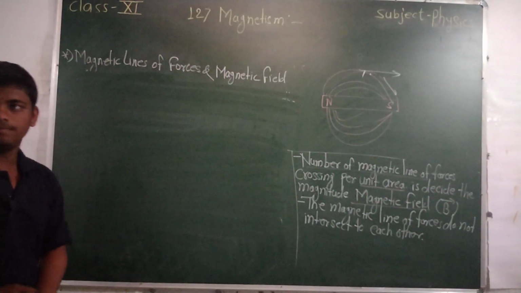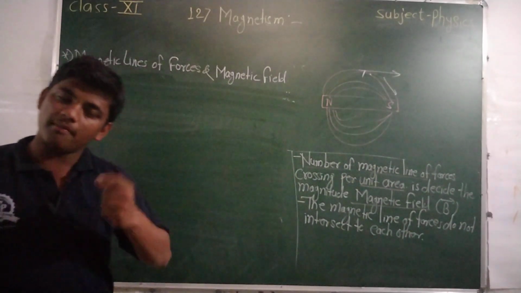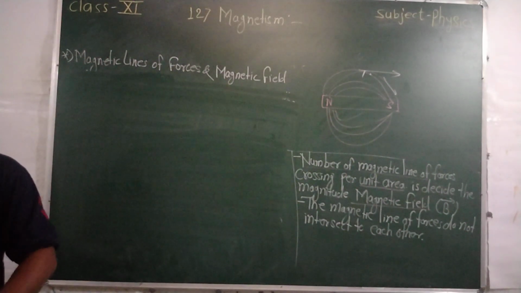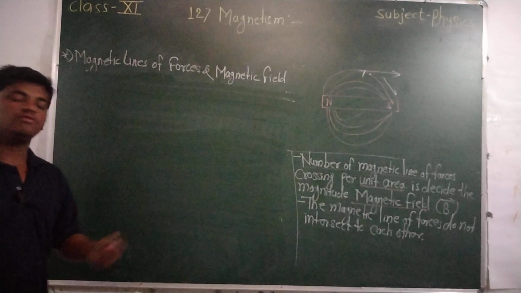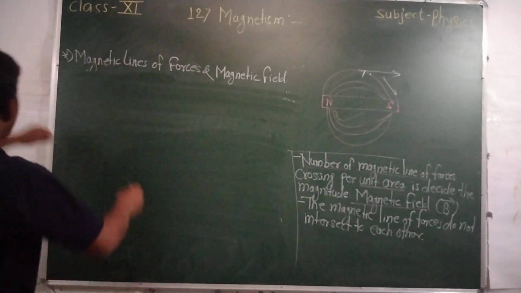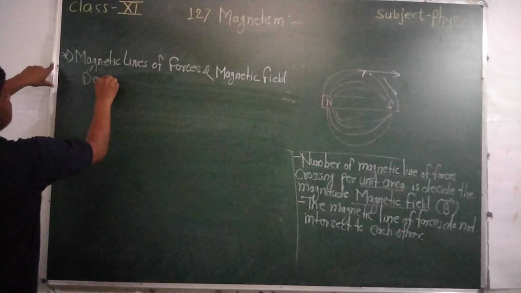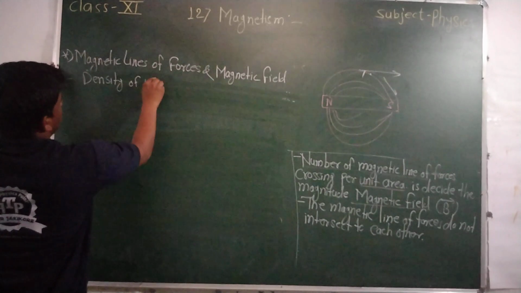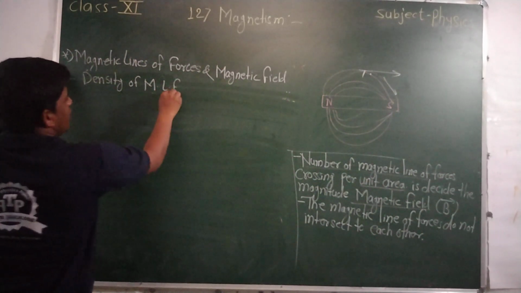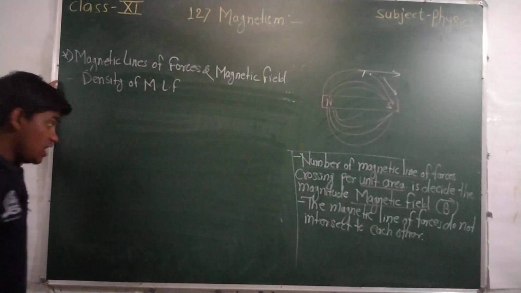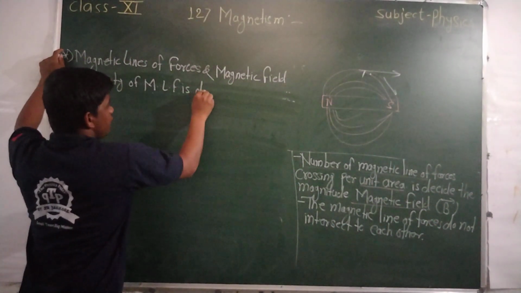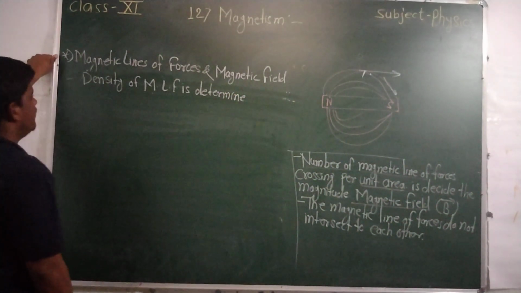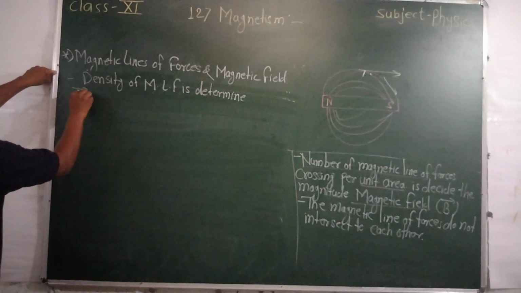Then the density of the lines of force, the magnetic lines of force, determines the magnetic field. The density will be written here: density of magnetic lines of force, MLF, determines the magnetic field, that is B bar. This is the magnetic field.